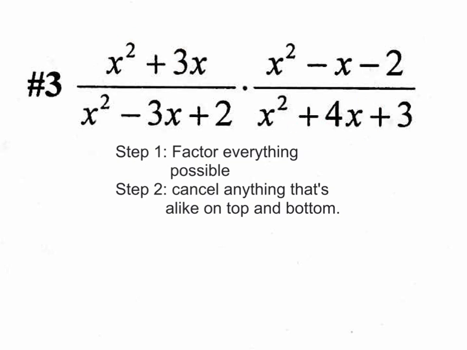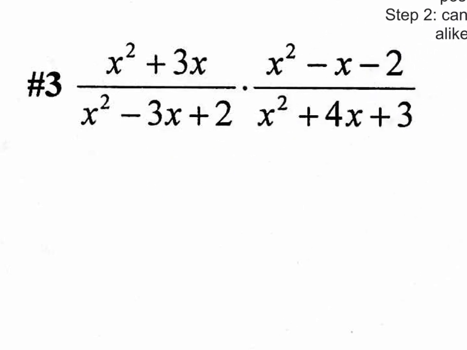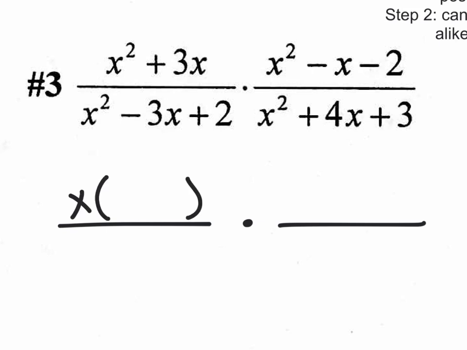So let me move these steps to the side over here. Step one, factor everything possible. I'm going to rewrite both fractions with the multiplication sign between them. And I'm going to focus in on this top numerator. What could I pull out there? What's the GCF right there? X. Now what's left on the inside if I pull out an x? X plus 3. Excellent.